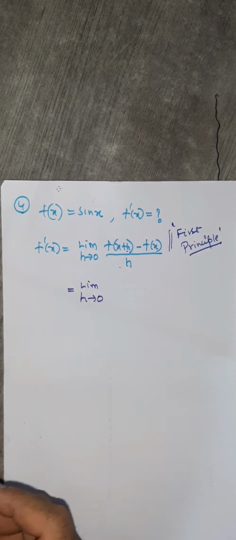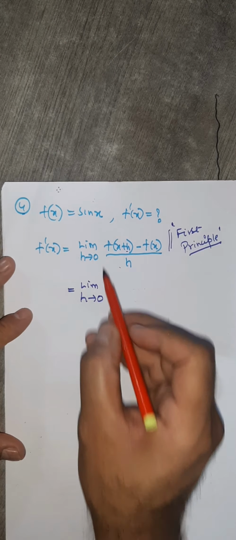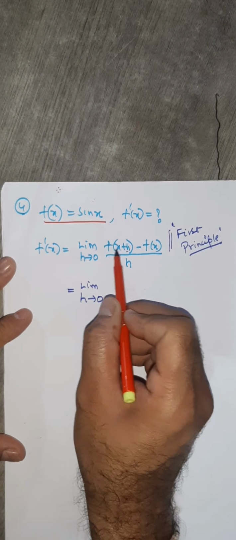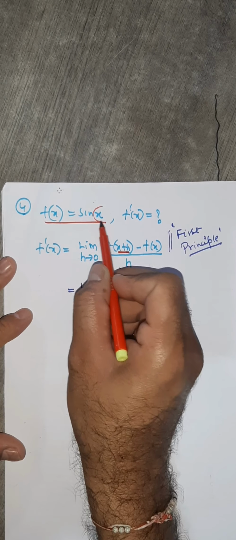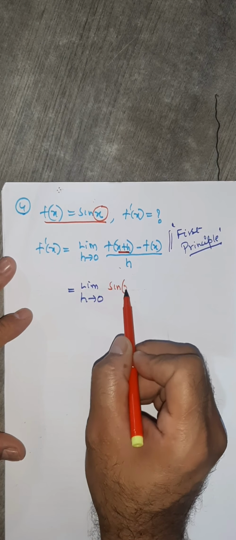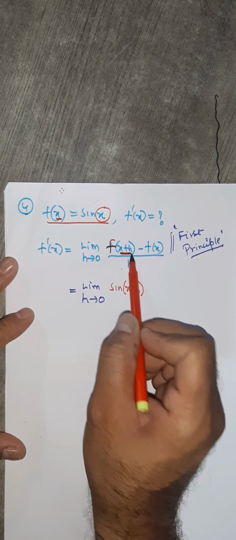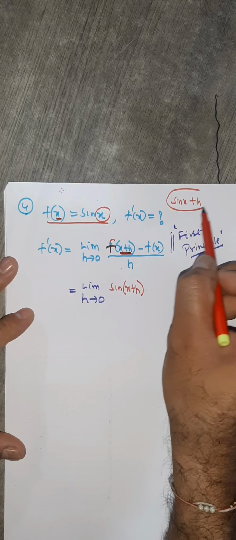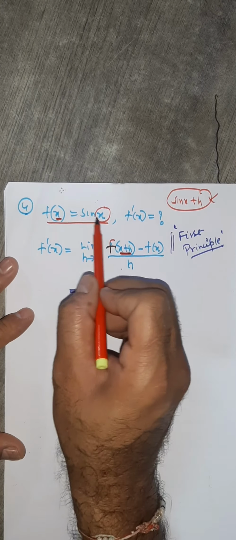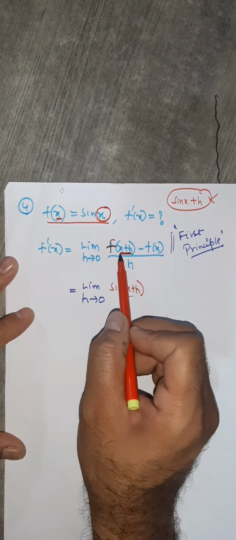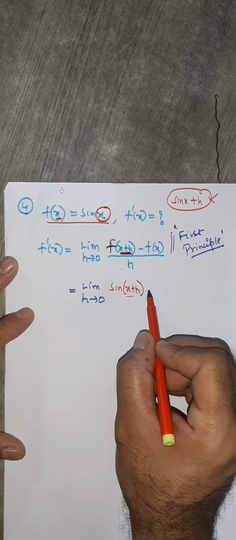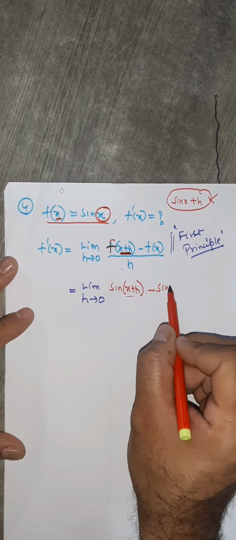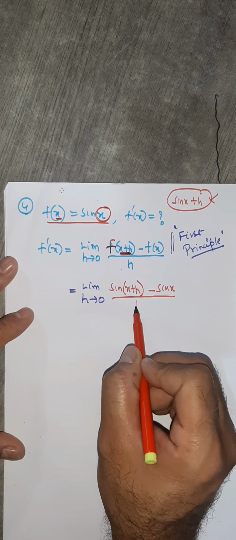What's the meaning of f of x plus h? In the function, x is replaced by x plus h. So this is sin of x plus h. I hope this is clear to you. It's not sin x plus h, remember, this is wrong. The entire expression becomes the angle. Instead of x, you write this inner expression, x plus h. So sin(x plus h) minus sin x upon h.